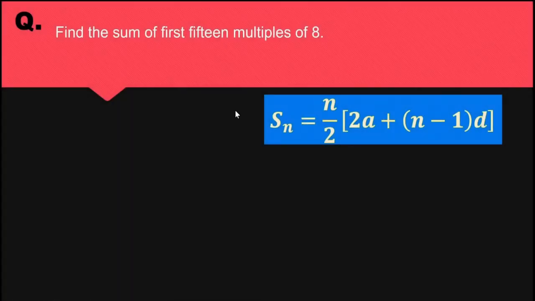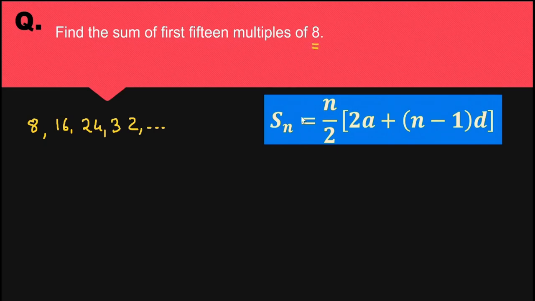The next question says, find the sum of first 15 multiples of 8. We know multiples of 8 are 8, 16, 24, 32, and so on. So the multiples of any number taken in the sequence always form an AP, and the common difference is the number whose multiples we are taking.